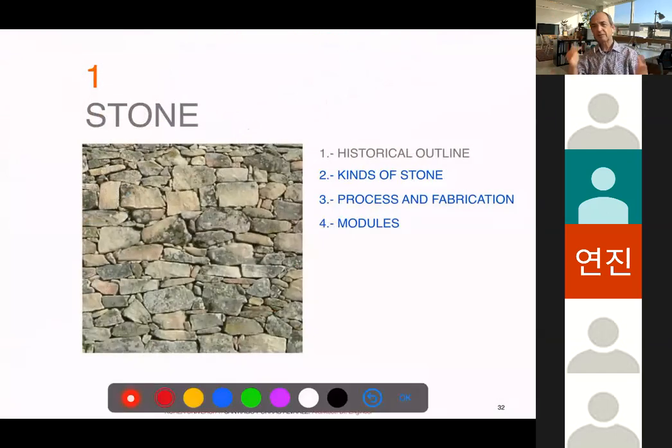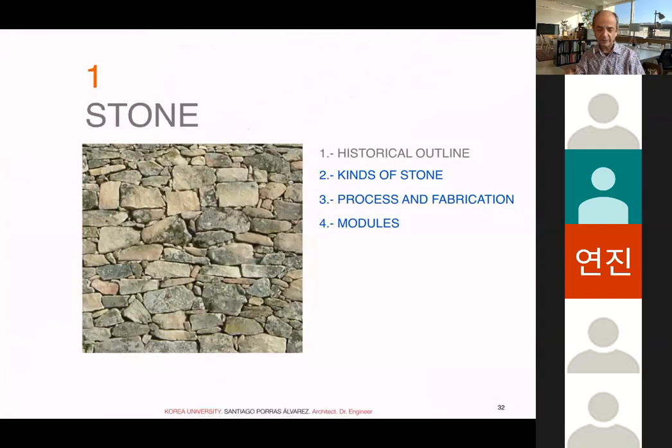So we saw enough of history now. Now let's go into the core of the lecture, the kinds of stone. I will go faster because you don't need to memorize everything, just to see the main points and the main differences. So you are able to see at least the kind of stone we are using. Some stones are very easy to distinguish, others are more tricky.